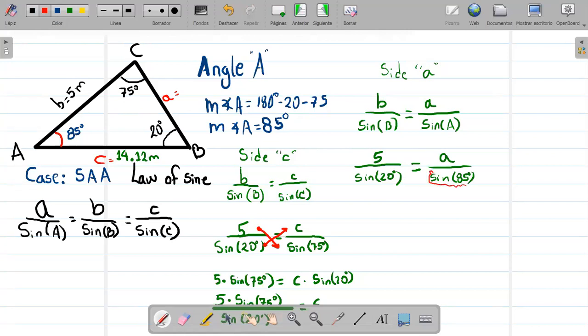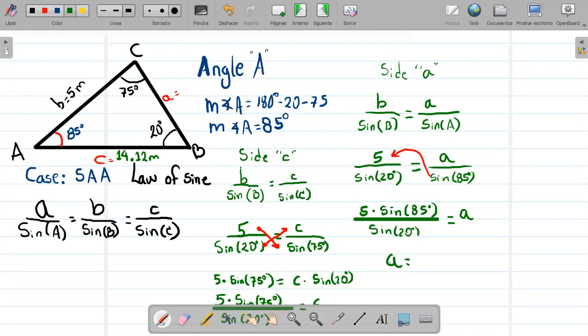All you need is to pass that sine of 85 to the other side to multiply. So you're going to pass it here and multiply it. And now your expression is going to be 5 times sine of 85 degrees divided by sine of 20. That's going to be A. Answer here, please, someone.